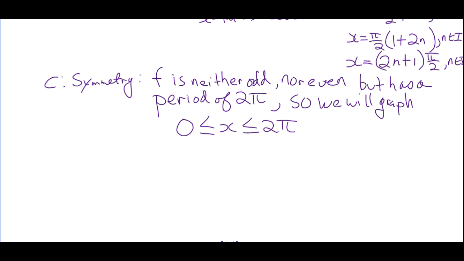Asymptotes. There are none. There's no way for 2 plus sine x to be equal to 0. And since this is a periodic function, it's not going to approach a value. It's always going to just be repeating with a period of 2 pi. Okay, now the fun stuff.